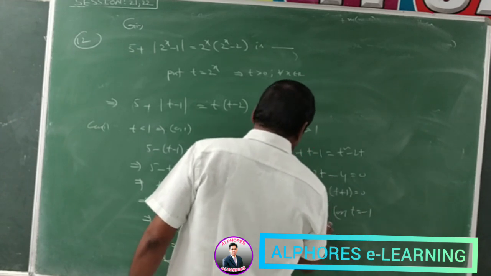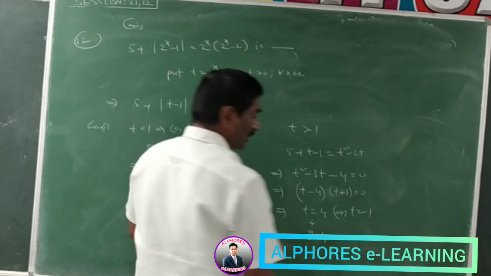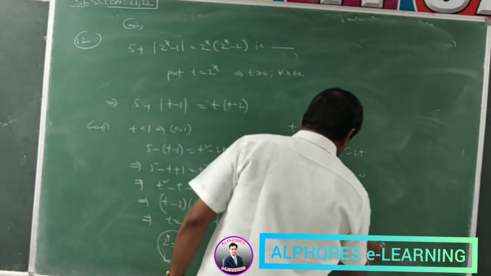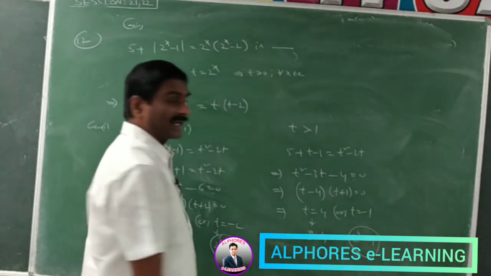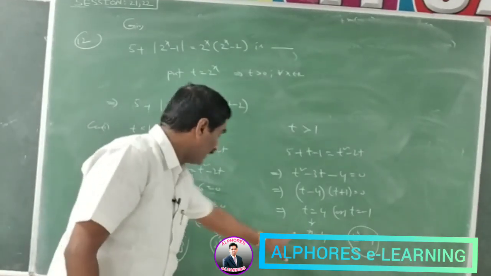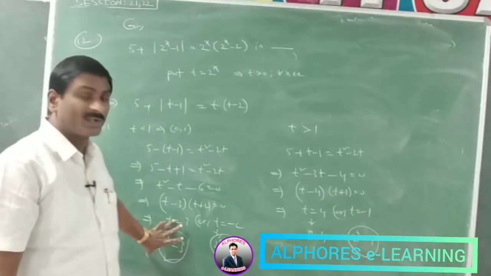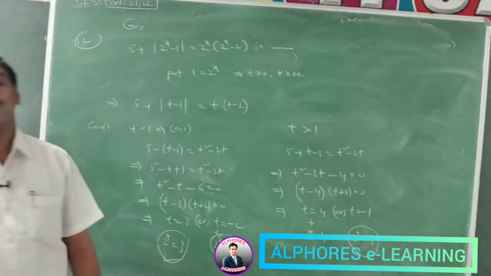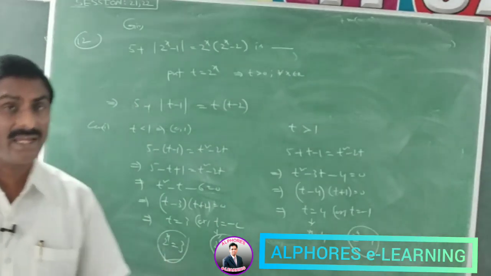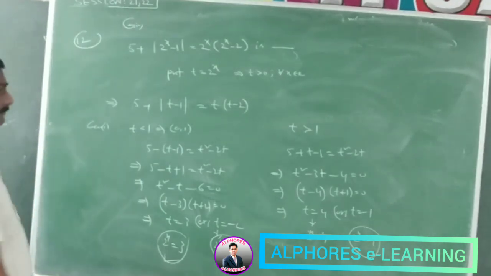t is equal to 4 means 2 power x is equal to 4. So we find one solution. 2 power x is equal to minus 1 is meaningless. So finally we get how many solutions? It is 1. Here we get also a solution, but this value does not lie in this interval, so it is not a solution. Finally, the number of solutions of that equation is only 1. Okay. Next.